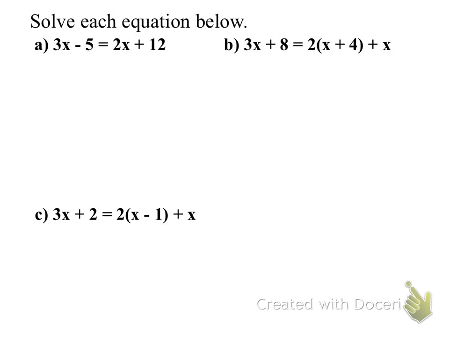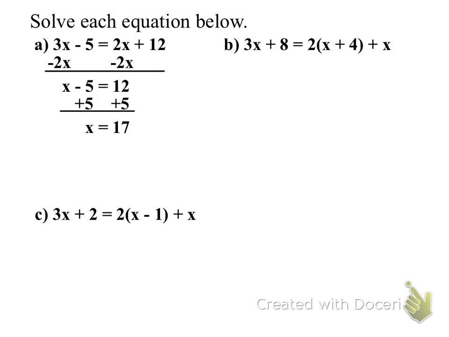All right, let's solve letter A. What would I do first? I'll do it first. I'm going to start with the 2x. I'm going to subtract 2x from both sides, and I'm left with x minus 5 equals 12. What would I do next, Oscar? Add 5 to both sides. And I'm left with? x equals 17. Perfect. And so with this, I have one solution. You should be writing all of this on this page. Okay? One solution.